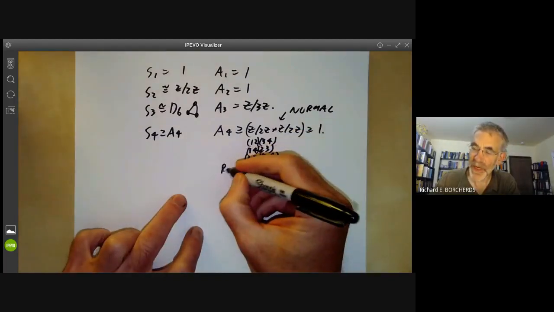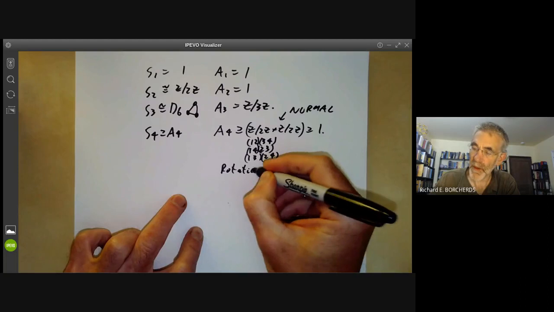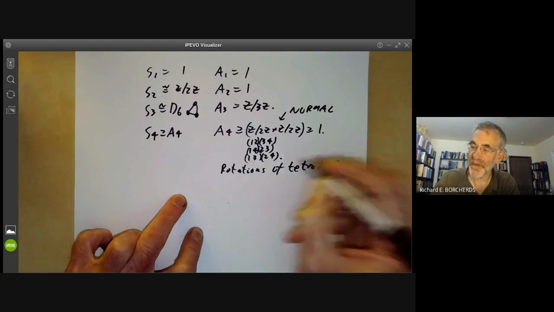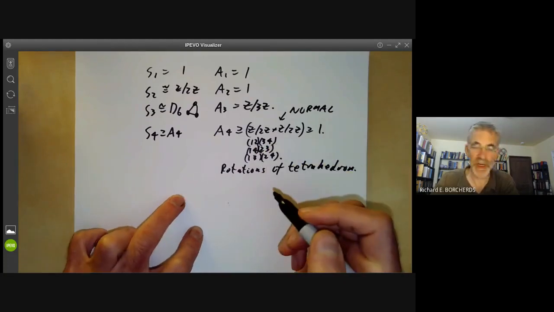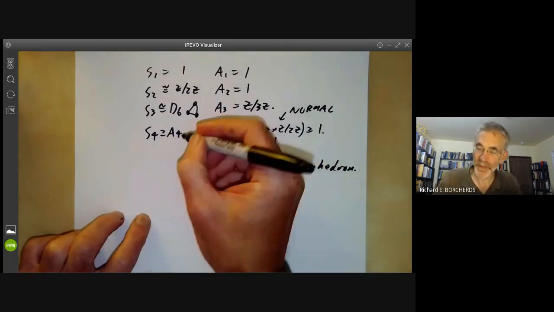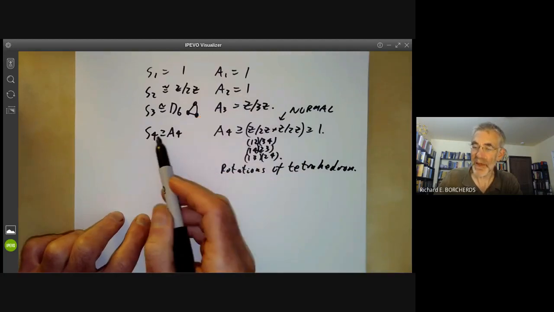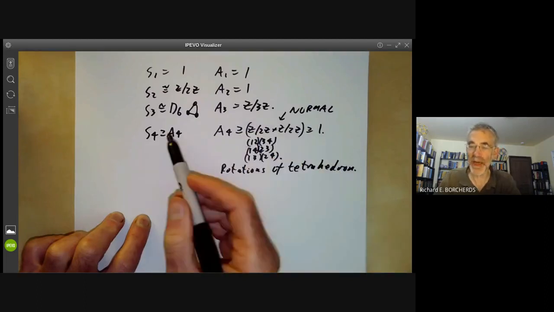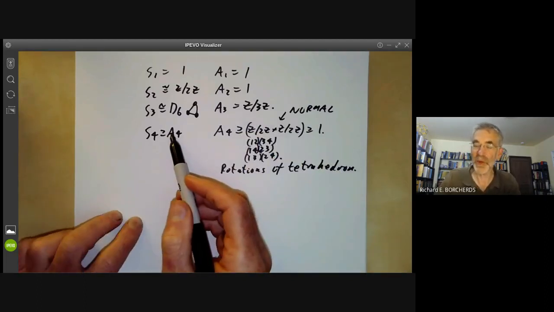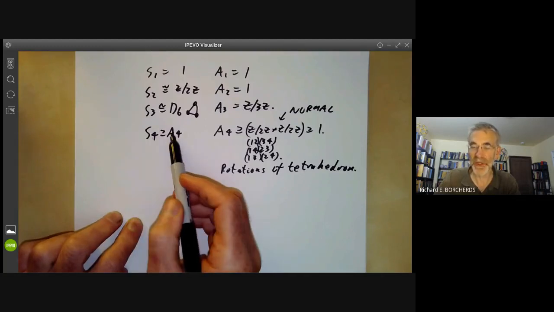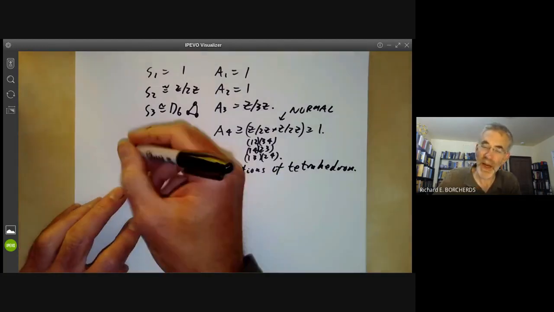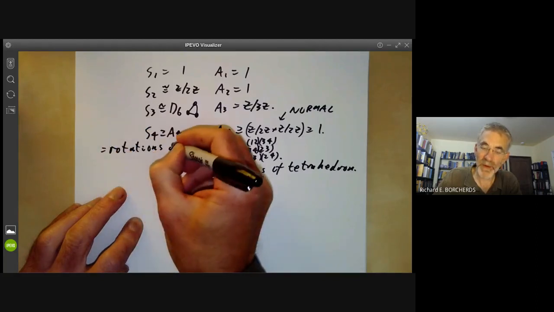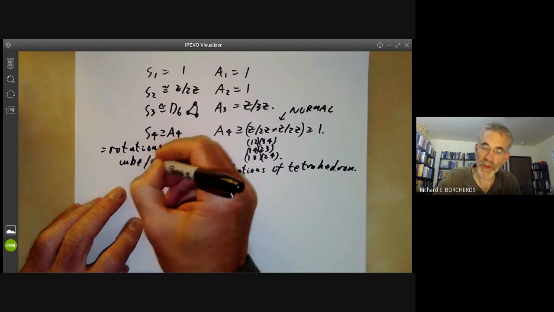It's also rotations of a tetrahedron. You can think of these four points as being the four corners of a tetrahedron. The group S4 has an extra normal subgroup. It's got this normal subgroup Z2 times Z2. And again, it's the only symmetric group that has a normal subgroup other than the symmetric group and the alternating group and the trivial group. And it's equal to rotations of a cube or an octahedron.